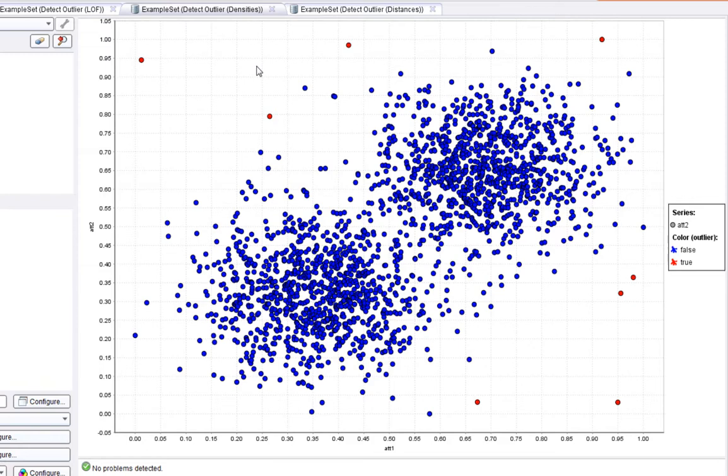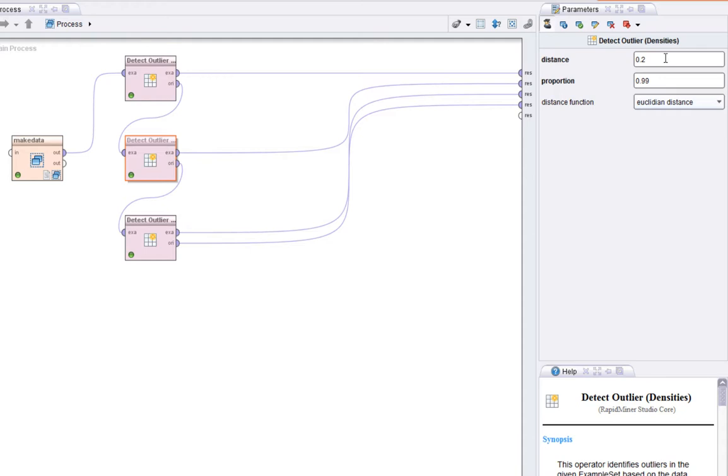So you can see as you increase that distance, i.e. if distance was 0.3, then you'd still have fewer outliers. If you reduce the distance, more outliers. If you decrease the proportion from 1, more outliers will be included. Let me just illustrate that. I'll change this to 0.05 and I'll change the proportion to 0.95. We'll see what happens.